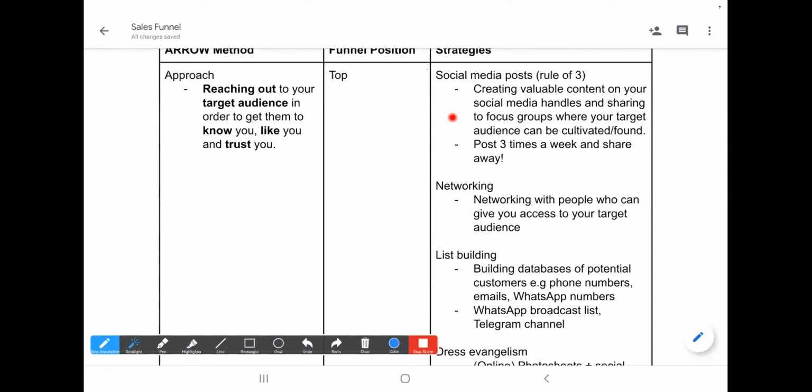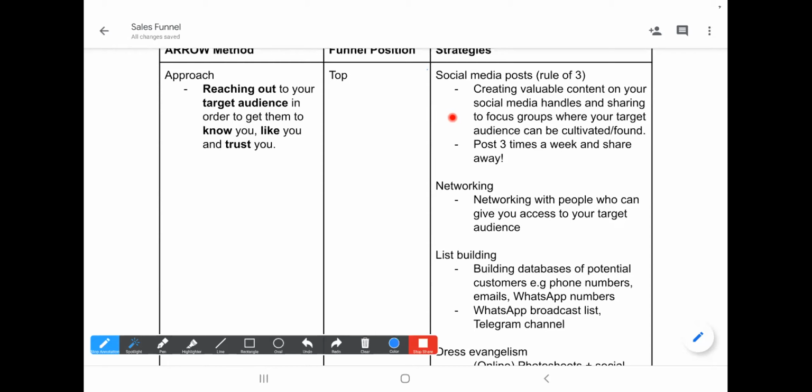Remember, I said you are creating posts around pain points. You are also creating posts around entertainment. And then you are creating posts around your offers, that is the products you are selling. So I've given you those rule of three.